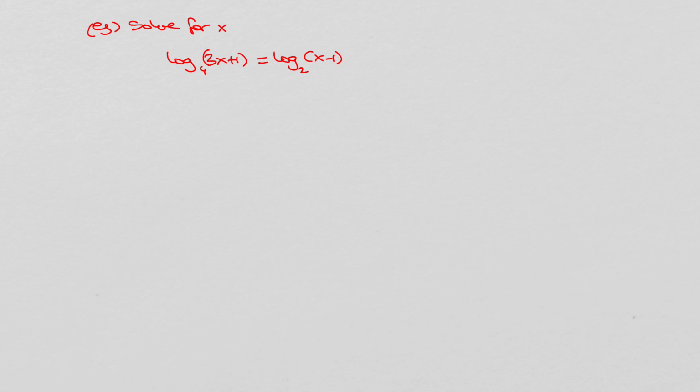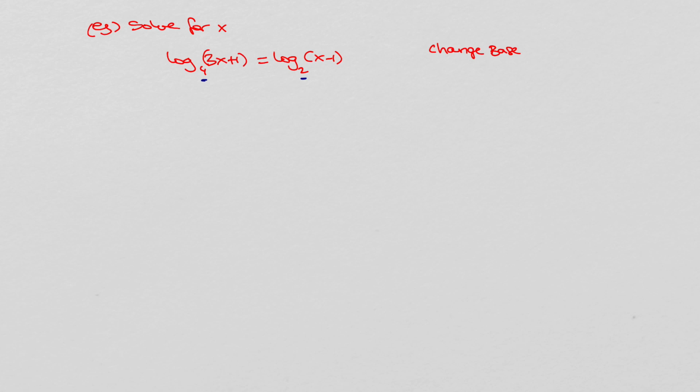I can see on the left my base is 4 and on the right my base is 2. So that means I have to decide what I'm going to do with my bases. I'm clearly going to have to change the base to make them the same, but I have to decide, am I going to change base 4 to base 2 or base 2 to base 4? And the reality is it doesn't matter. You can do either and you'll still get the answer right.